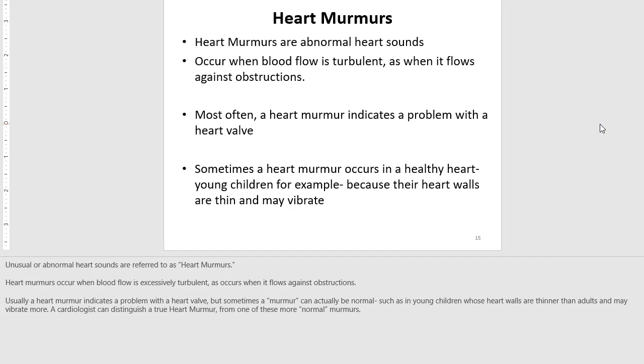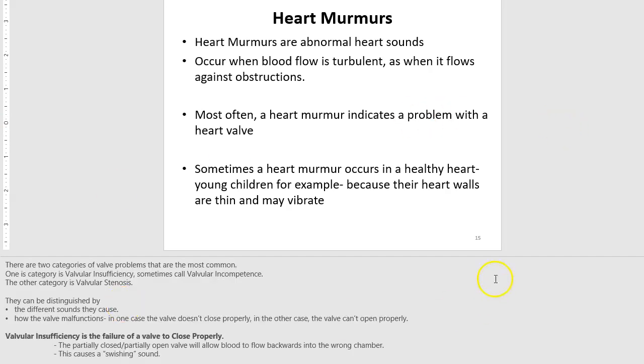That only really occurs, though, in young children, for example, because their heart walls are thinner and they might vibrate more. Cardiologists are quite familiar with distinguishing a true heart murmur from one of these more normal heart murmurs. So for us, a heart murmur is anything that's abnormal, an abnormal heart sound.